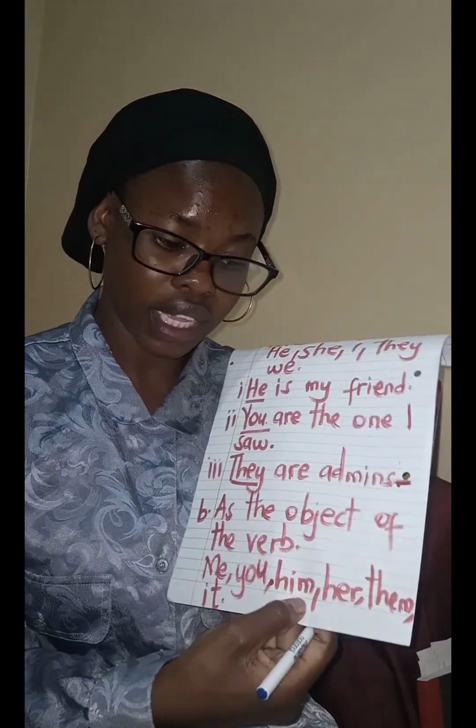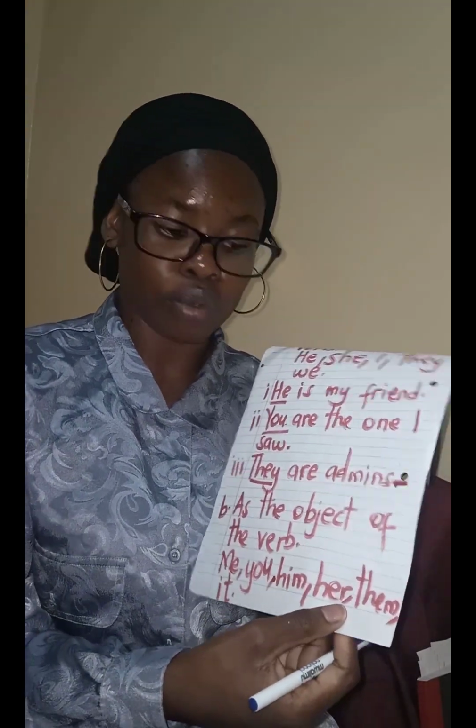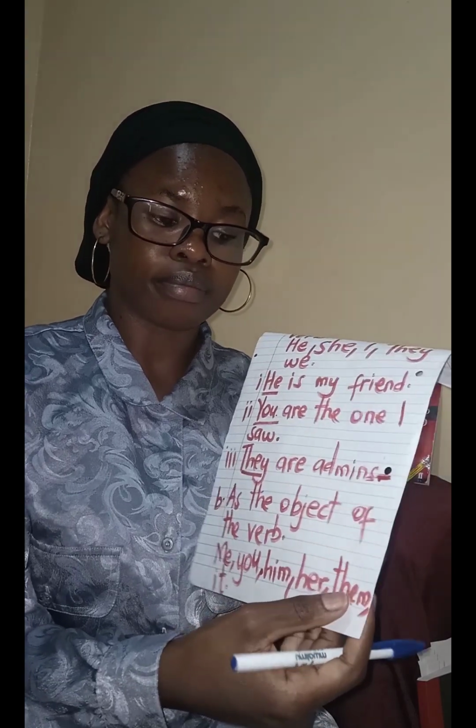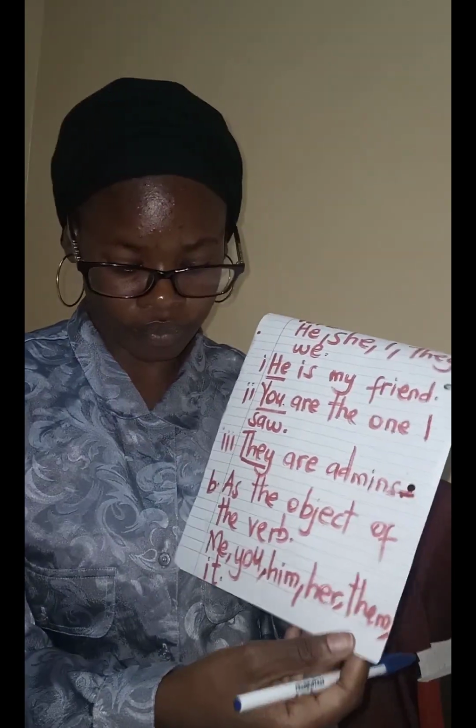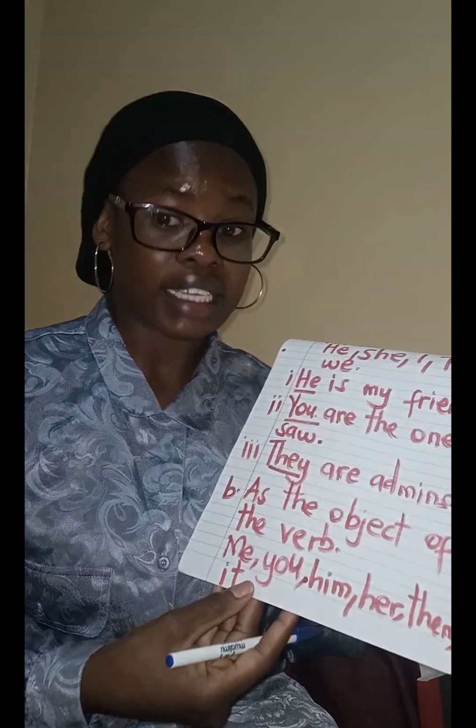For example, you came to me, or I came to tell you. She went with him. He went to school with her. Mary came with them. Did you feed it? Pronouns can also be used as objects of the verb.